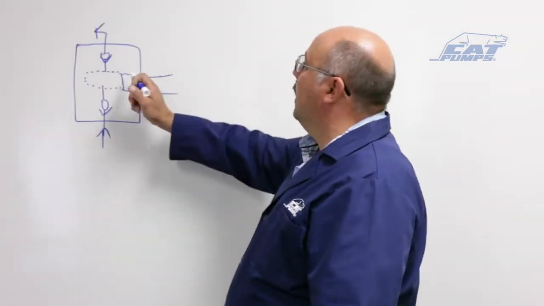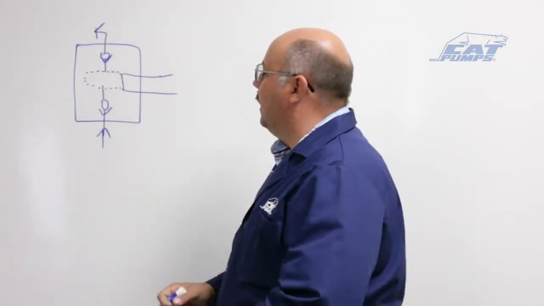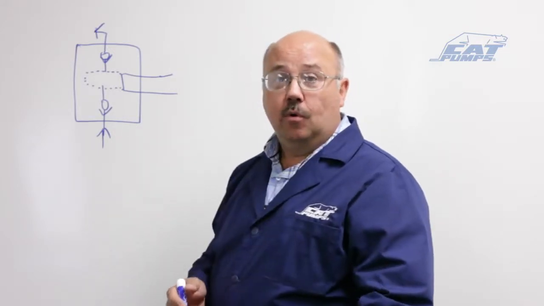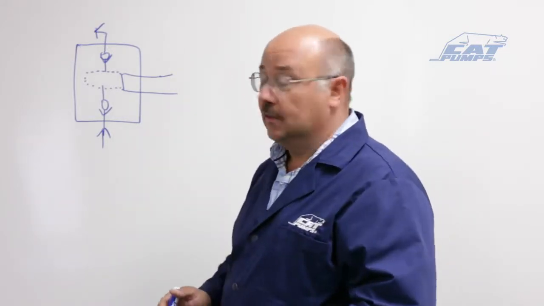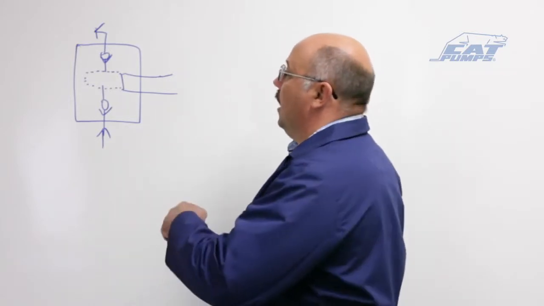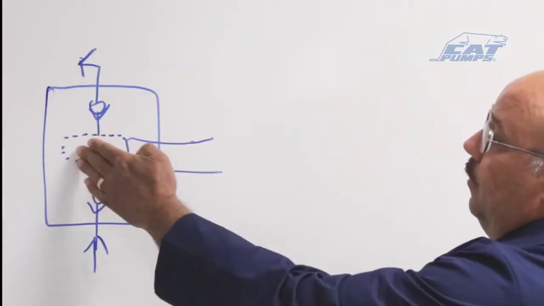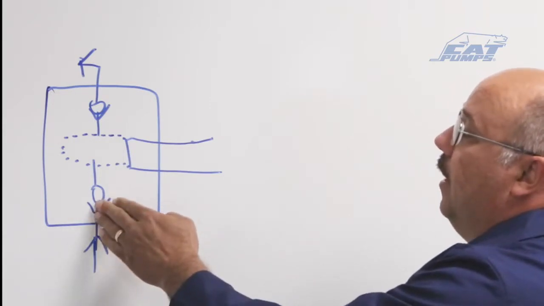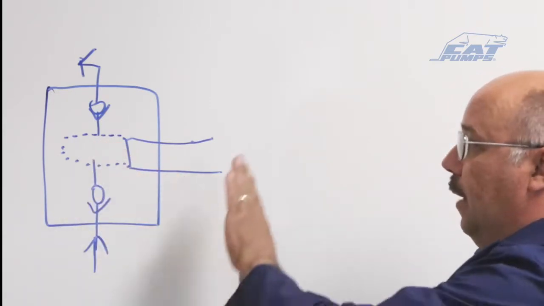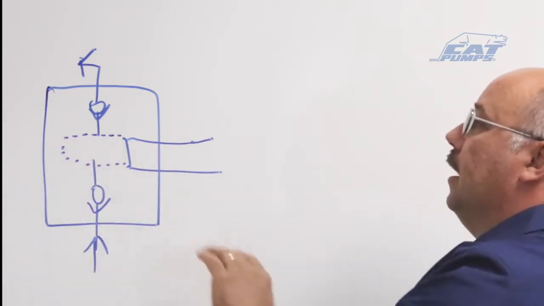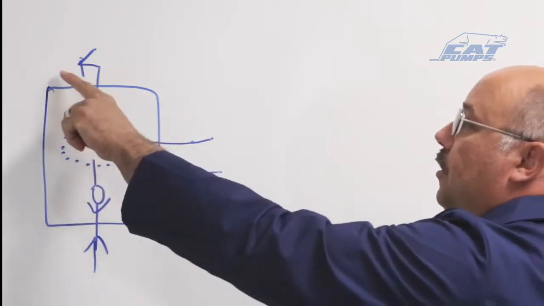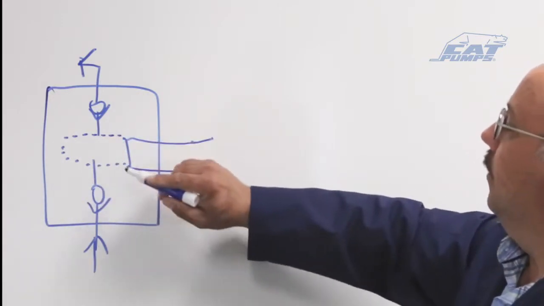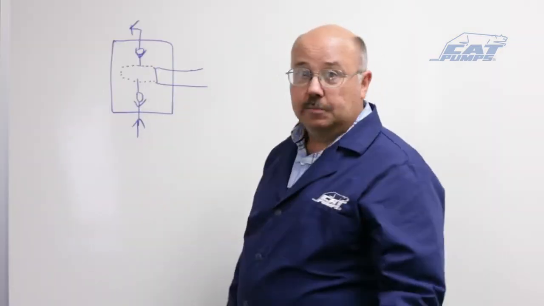Now this chamber that I've outlined with a dotted line represents the volume of the pumping chamber, or the displacement of the pump with one cylinder. So each time the plunger comes back, it retracts and liquid is drawn up through the inlet valve into the pumping chamber. Then when the plunger goes forward, it pushes the liquid out the discharge valve. And this volume of liquid is called the displacement of the pump.